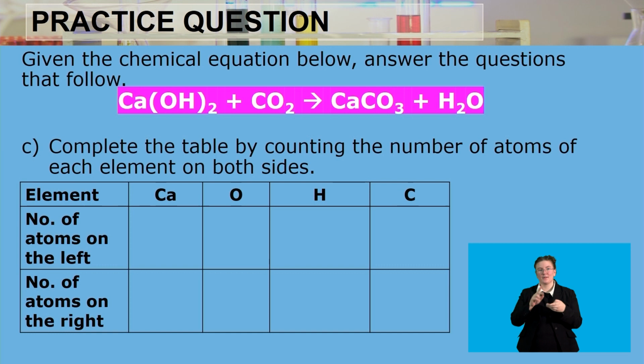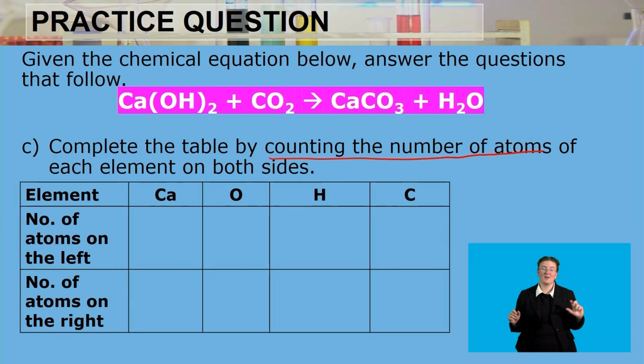We need to complete the table by counting the number of atoms of each element on both sides. So we need to know how many Ca, which is calcium, we have on the left-hand side and also on the right-hand side. Same thing applies with the O, the oxygen, how many we have on the left-hand side and the right-hand side. Hydrogen, how many we have on the left and the right. Carbon, how many we have on the left and also on the right.